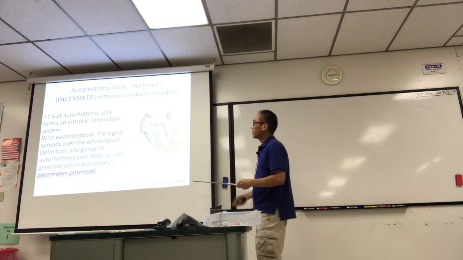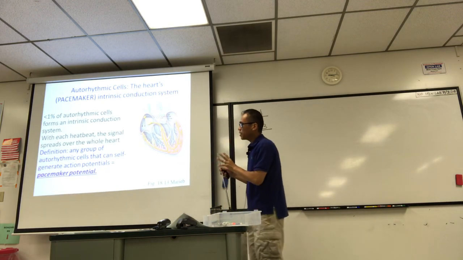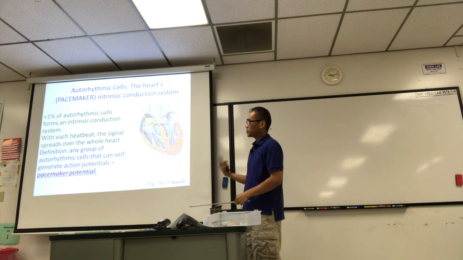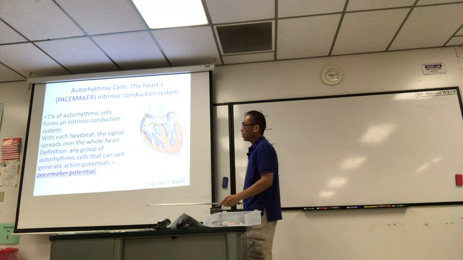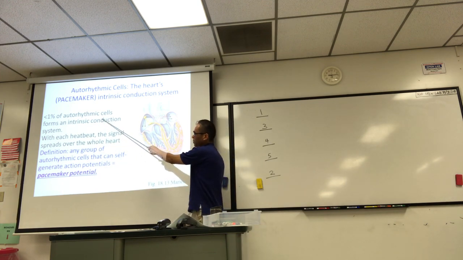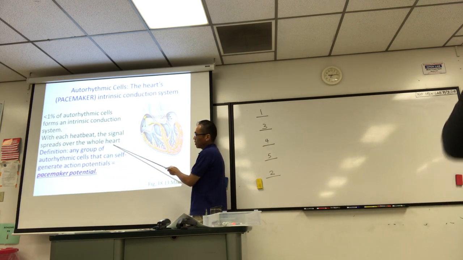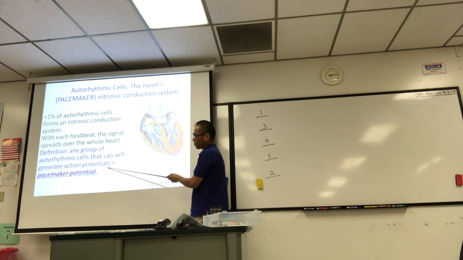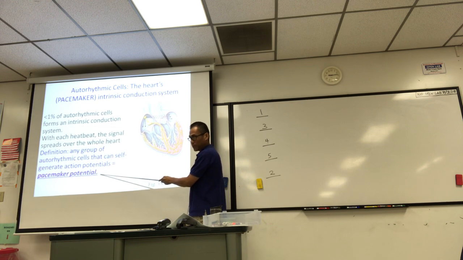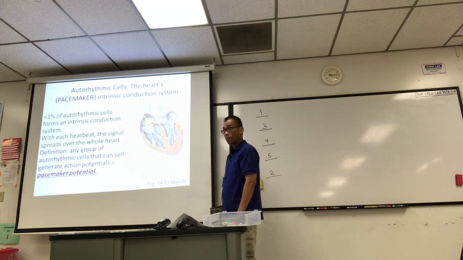So here's a picture of how the signal spreads throughout the heart. But I really just want to define how the signal is generated and the kinds of cells we're doing. Less than 1% of the heart are called these autorhythmic cells. They have an intrinsic conduction system. With each heartbeat, the signal spreads through the whole heart. So any group of autorhythmic cells that can self-generate action potentials, they say that those cells have a pacemaker potential. They generate your pulse, and they generate the heart rate.